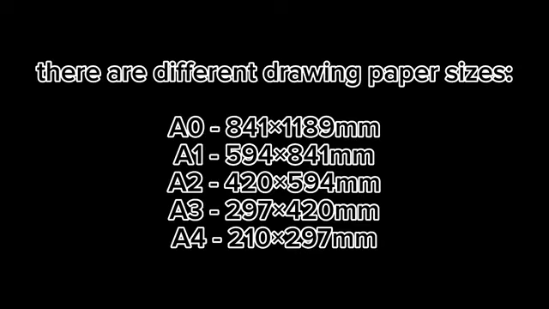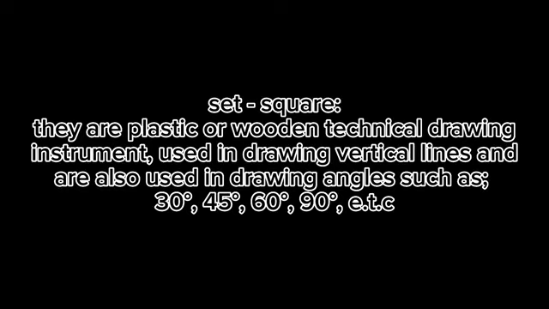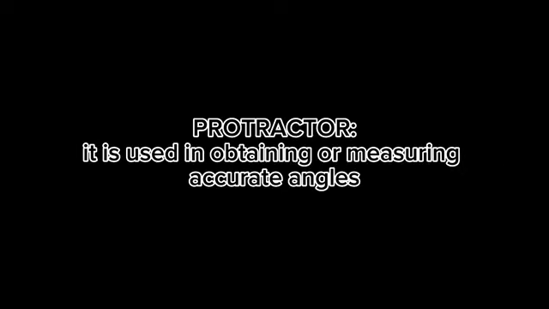There are different drawing paper sizes: A0 841 by 1189 mm, A1 594 by 841 mm, A2 420 by 594 mm, A3 297 by 420 mm, A4 210 by 297 mm, and so on and so forth. The set square. They are plastic or wooden technical drawing instruments used in drawing vertical lines and are also used in drawing angles such as 30, 45, 60 and 90 degrees. The protractor is used in obtaining or measuring accurate angles.